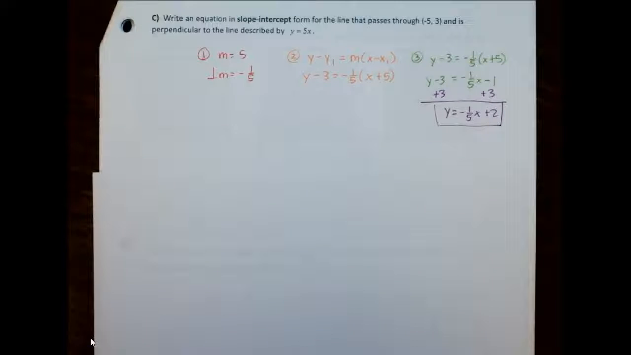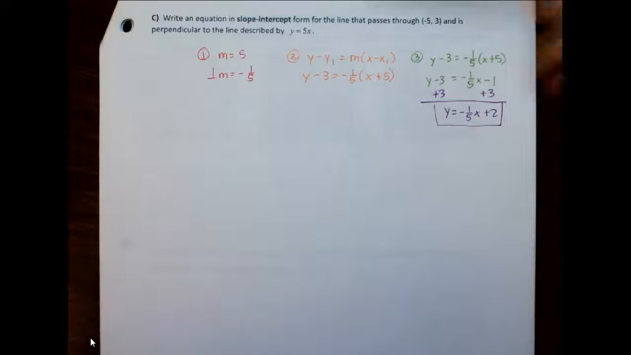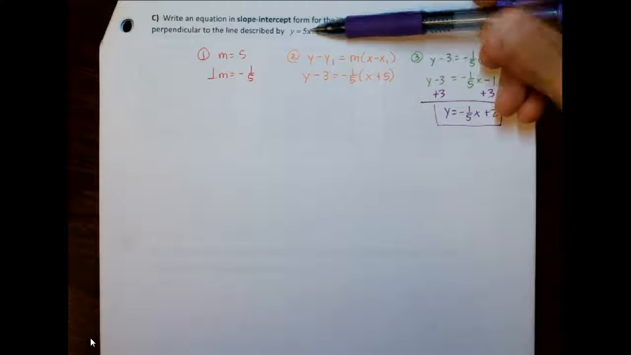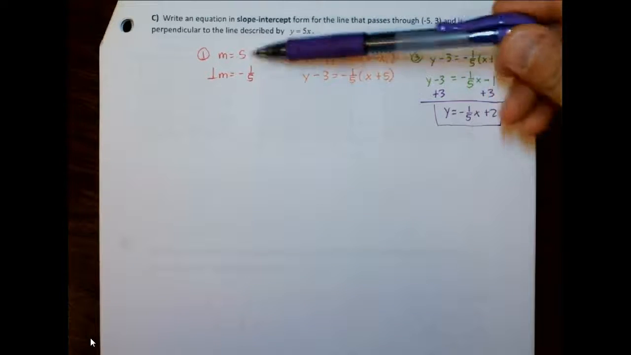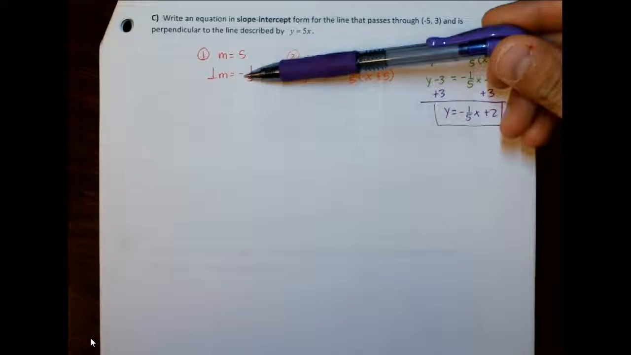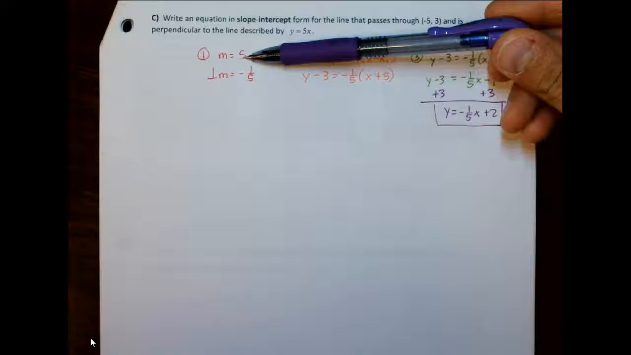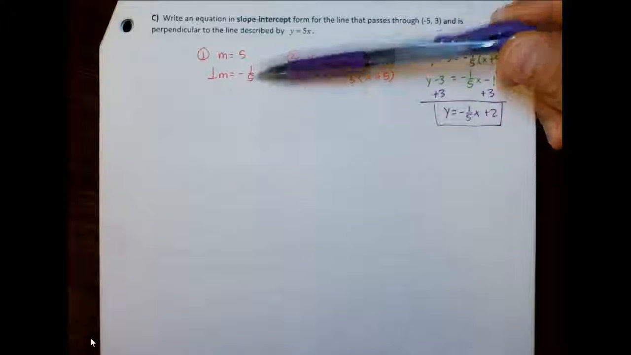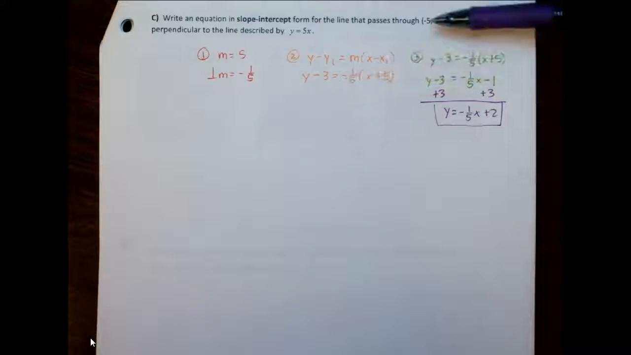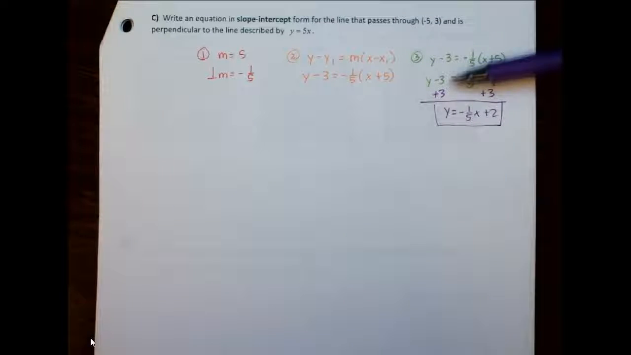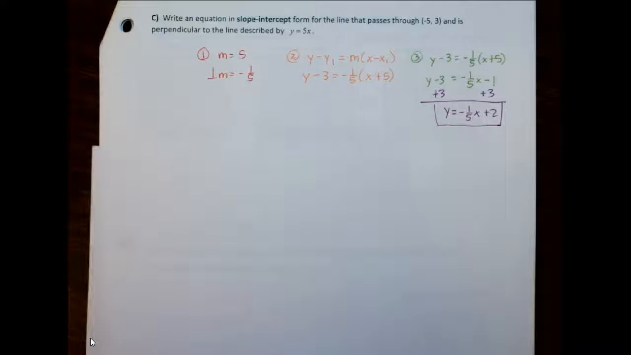Alright, so for the ones that I had you try on your own, for C, you should have gotten y equals negative 1/5 x plus 2. The given slope was 5. So if you want to find the opposite reciprocal, opposite of a positive is a negative. 5 as a fraction is 5 over 1. So if you flip the fraction, you get 1 over 5. When you substitute in through the given point and solve for y, this is your solution.